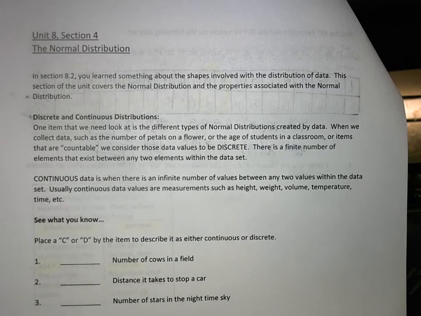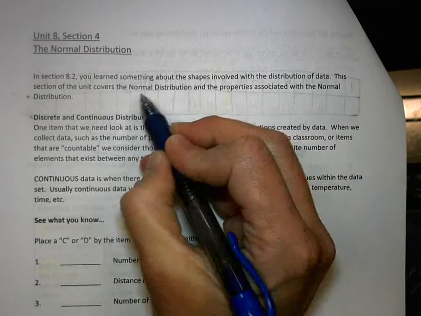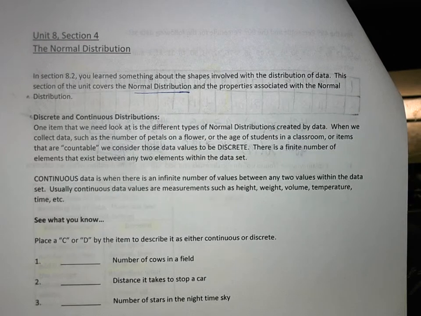Math 3, Unit 8, Section 4. We're going to start by talking about normal distribution. So normal distribution, usually you guys have heard of bell curves? No? Okay. You're going to hear about them today. All right, so in 8.2 you learned something about the shapes involved with the distribution of data. This section of the unit covers normal distribution and the properties associated with the normal distribution.